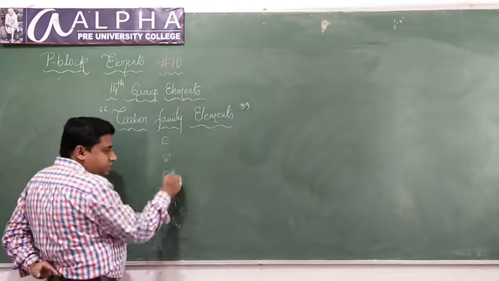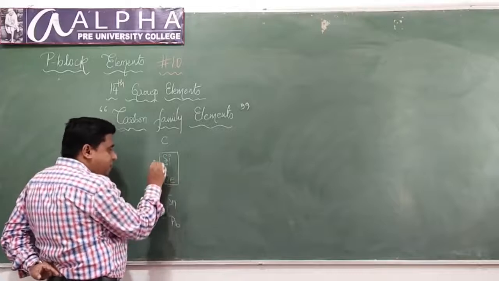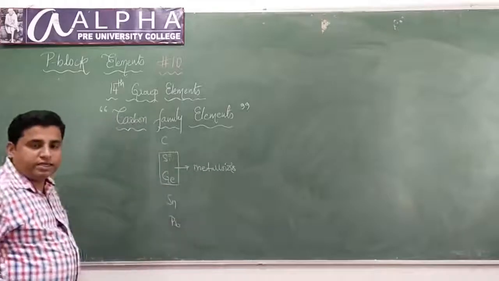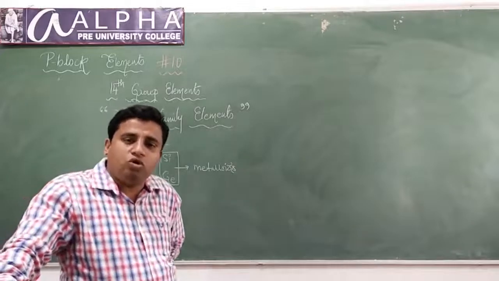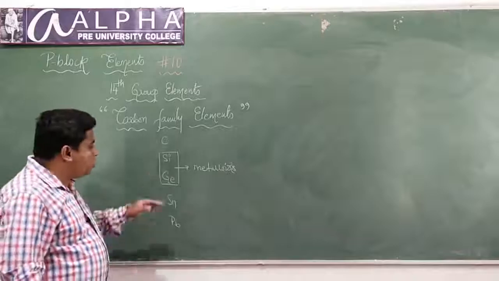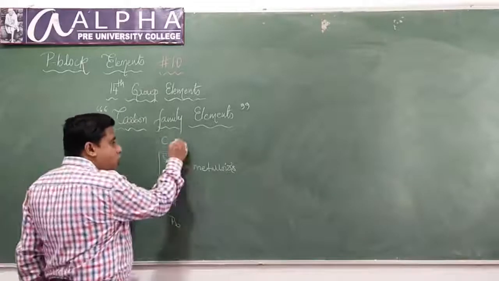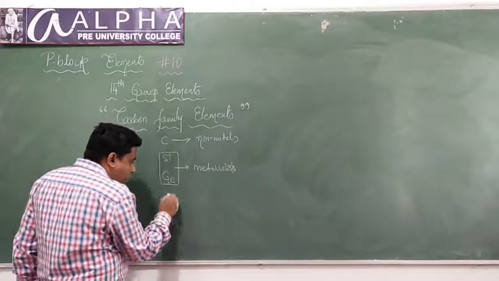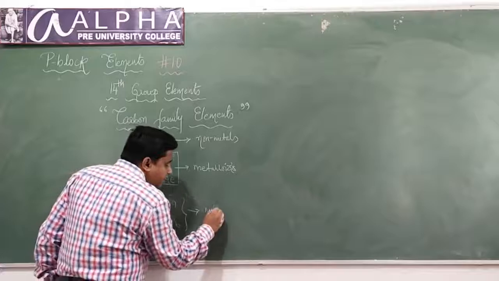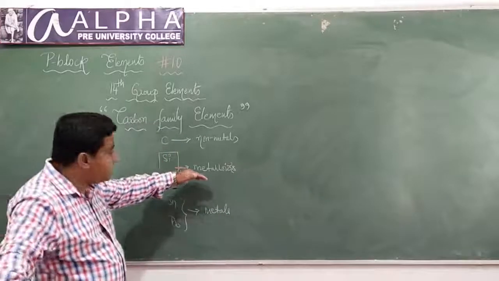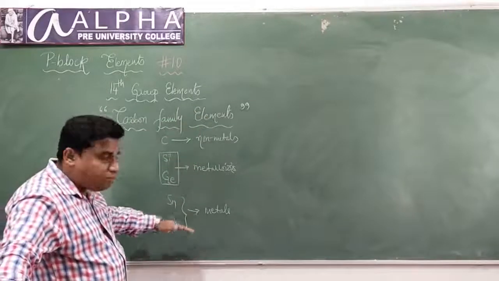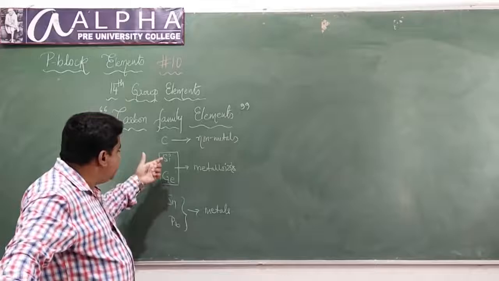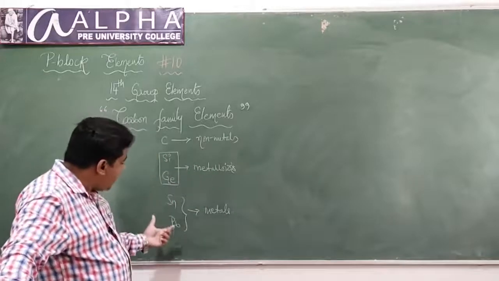Out of these elements, silicon and germanium are metalloids. Didn't I tell you this in the very beginning of P block elements? The elements above metalloids are non-metals, and the elements below metalloids are metals. That means carbon is a non-metal, silicon and germanium are metalloids, tin and lead are metals.